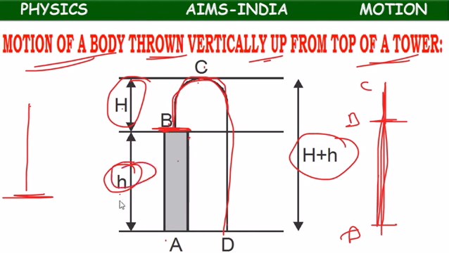Tower height will be small h, body height above the tower will be capital H. During downward journey, total distance covered will be capital H plus small h.